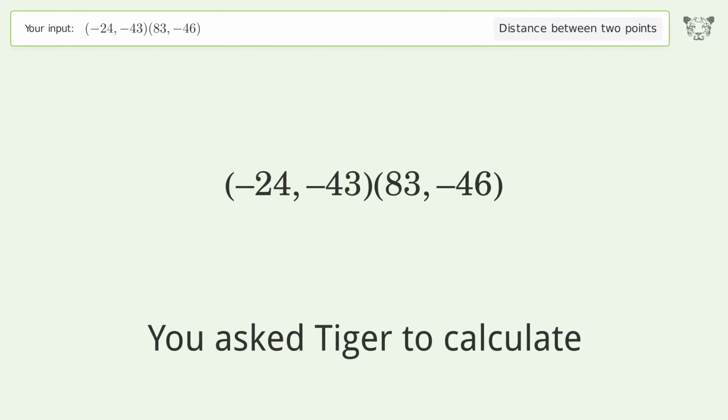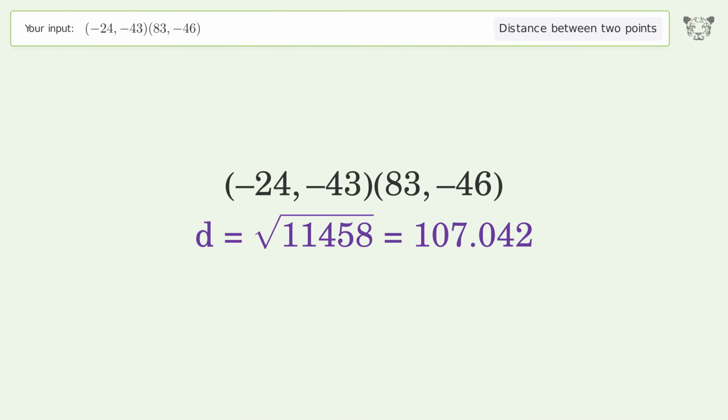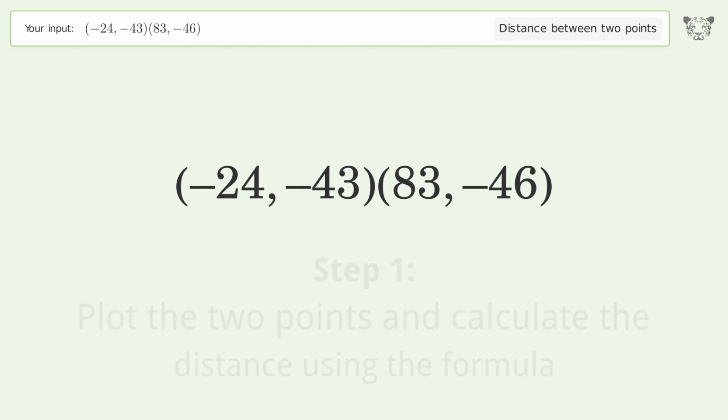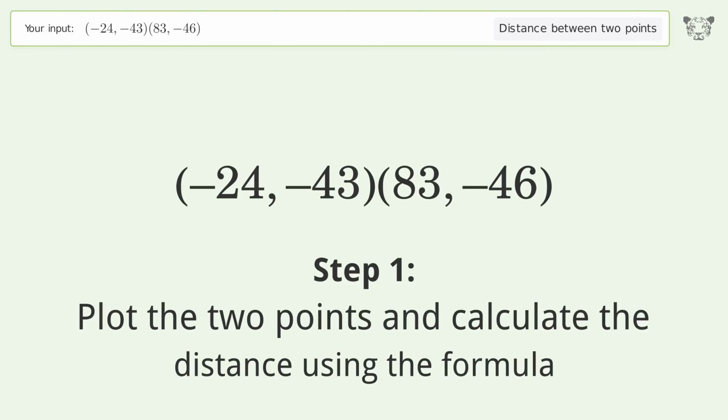You ask Tiger to calculate. This deals with the distance between 2 points. The distance between the 2 points is the square root of 11,458, or 107.042. Let's solve it step by step. Plot the 2 points and calculate the distance using the formula.